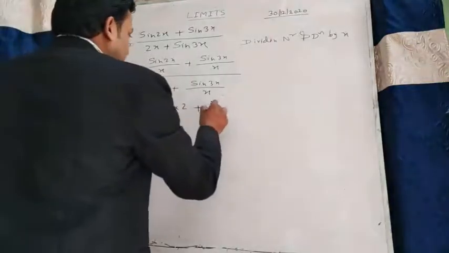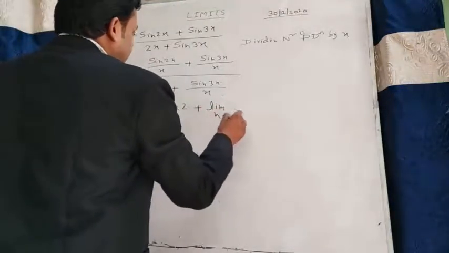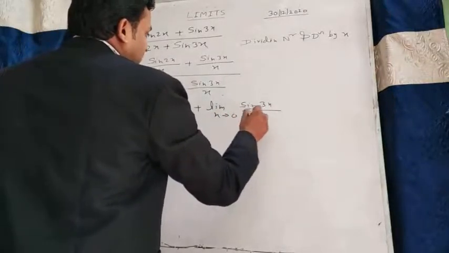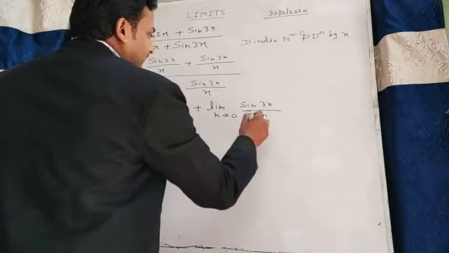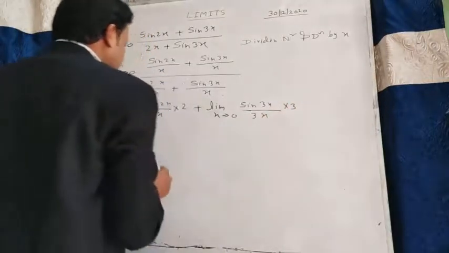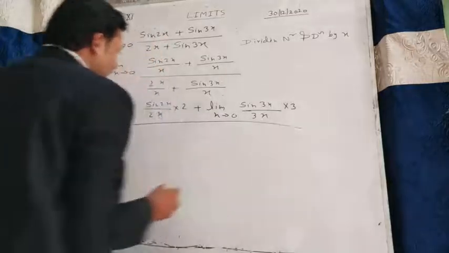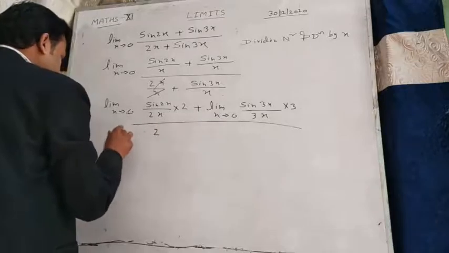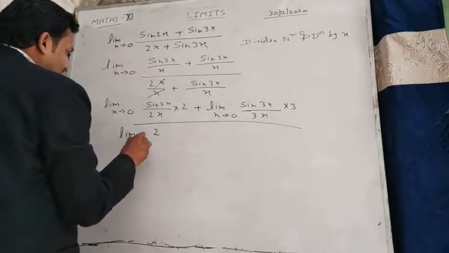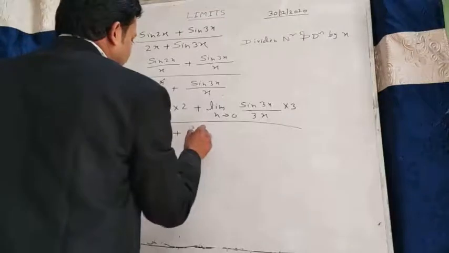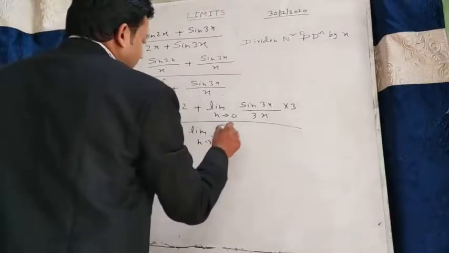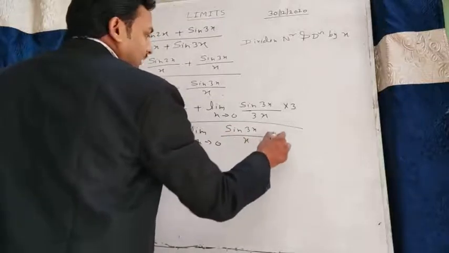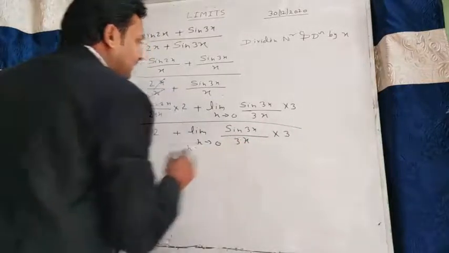Okay, so we write the limit here also, x tends to 0, sin 3x by x. Okay student, now we divide with 3 and multiply with 3. Okay, in the denominator this term will be cancelled, so this is 2. So limit x tends to 0, 2 plus limit x tends to 0, this is sin 3x by x. Here multiply with 3 and divide with 3.